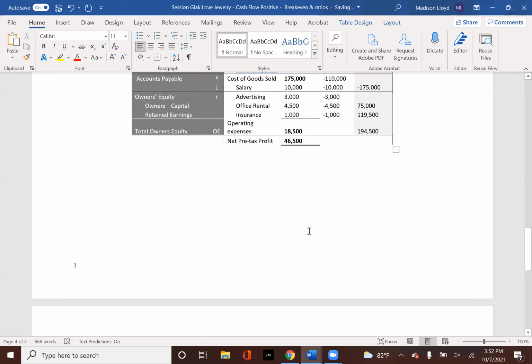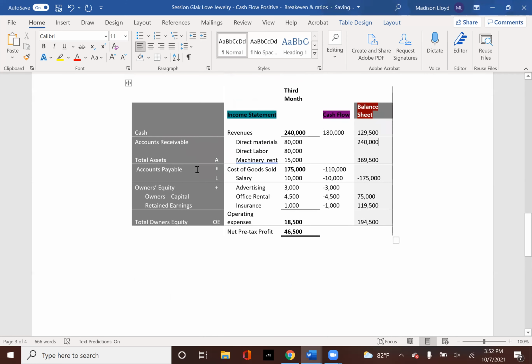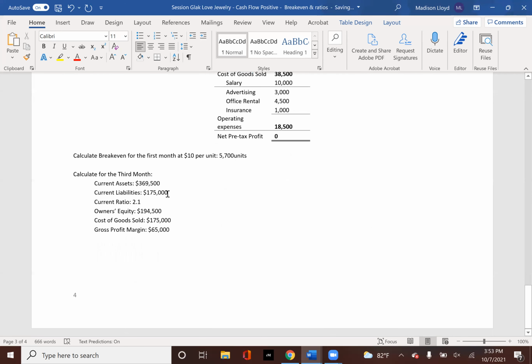Current liabilities. You go over here, check your accounts payable, which is also known as your liabilities, which is marked with this L right here. You're liable to pay $175,000, okay? Because that's your cost of goods sold from the third month that you've got to pay. You're liable to pay that. So you go down here, liabilities of $175,000.